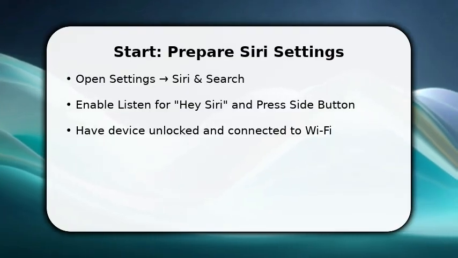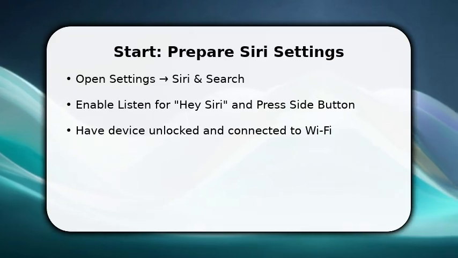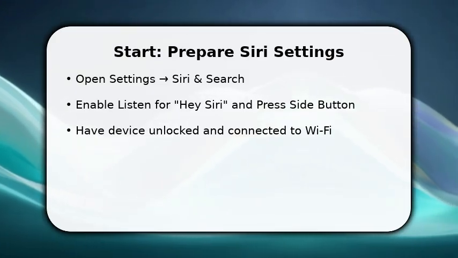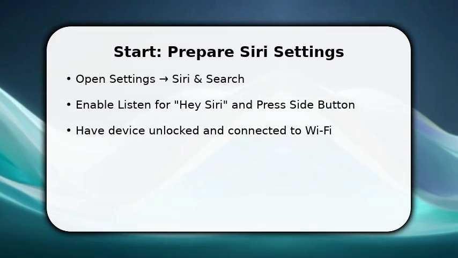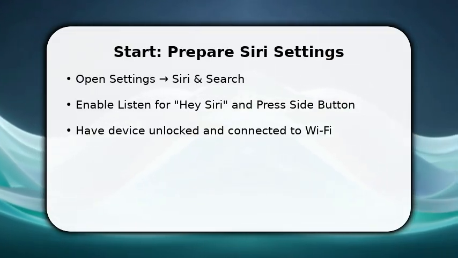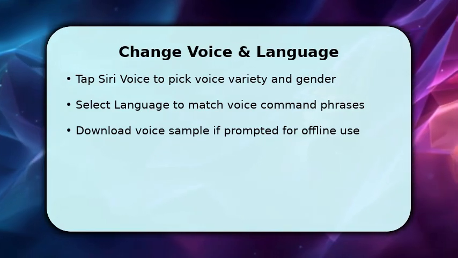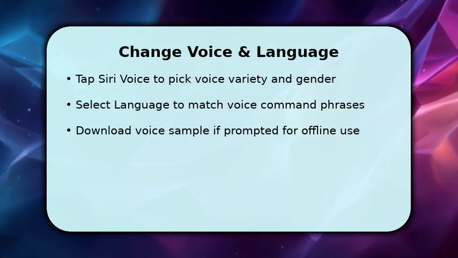You're preparing the input methods first because modifying voice options requires Siri active. Make sure Bluetooth or headphones are disconnected for accurate voice tuning, and keep your iPhone nearby so you can test changes immediately. You'll now pick the actual voice and language so Siri responds the way you want.